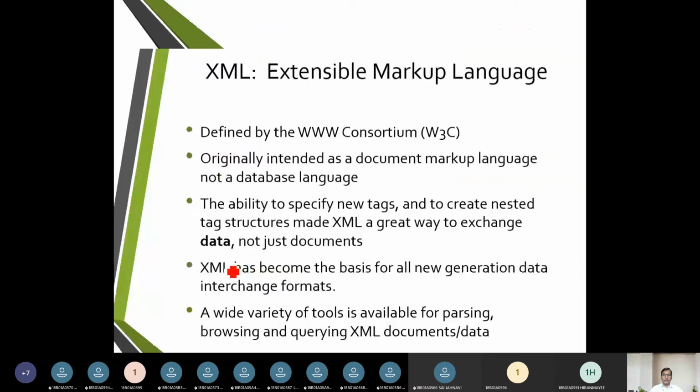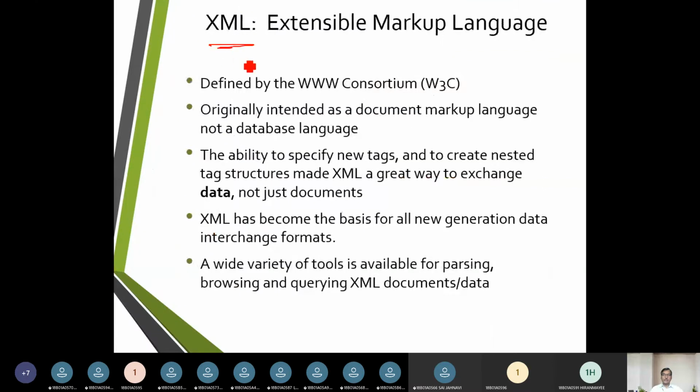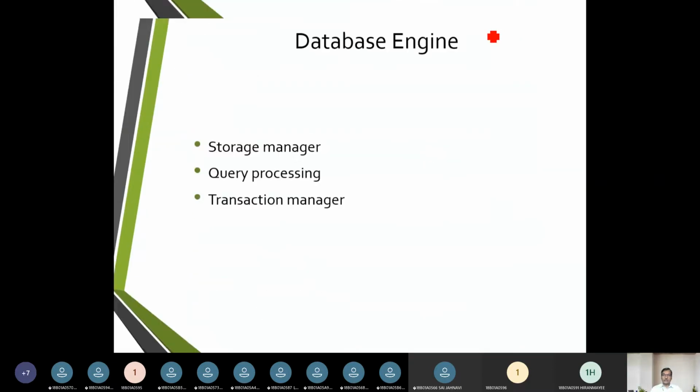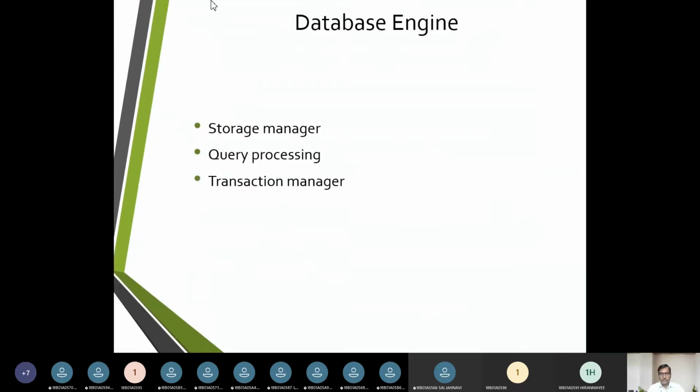Next, we have the Extensible Markup Language, which is going to support SQL. So SQL tags are going to be embedded with the extensible markup language, and it is going to give a structured approach. It is going to give structured tags here, whereas HTML leads to unstructured tags. So now coming to the database engine.